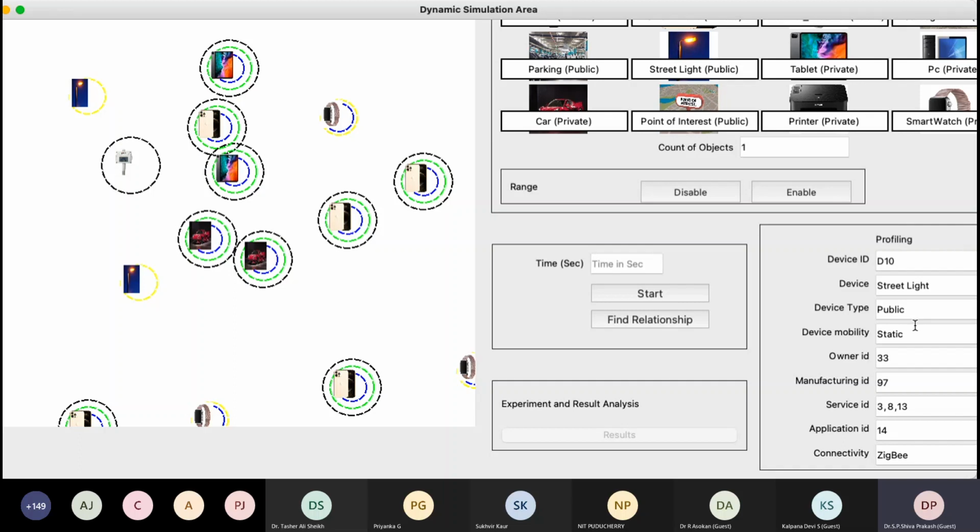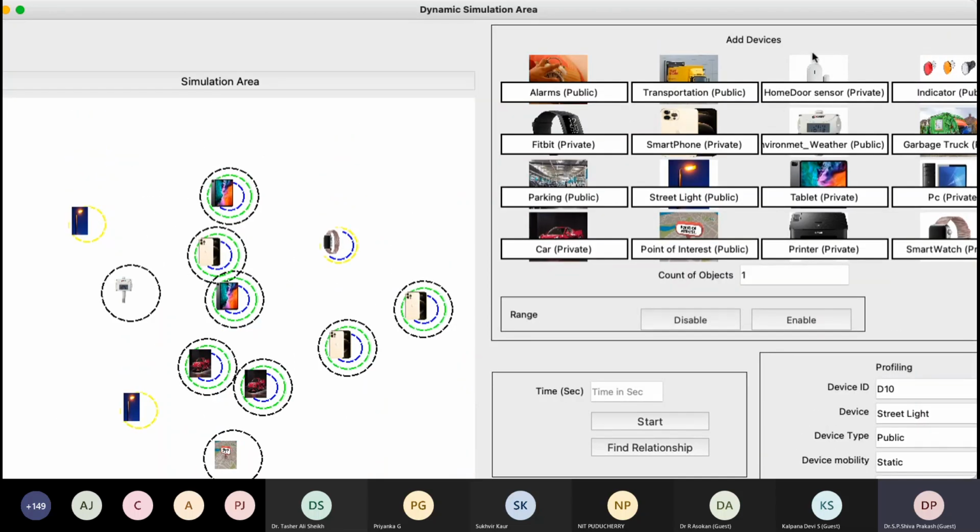And we have a few more applications. I can add one more point of interest, or some transportation, or some alarms, or some home door sensors.